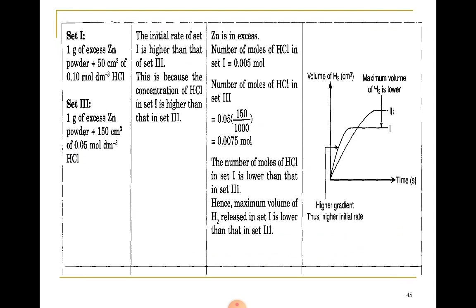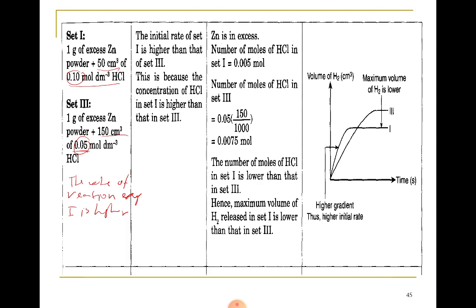Example 2. Kali ini kita guna 15 cm3 dengan 0.1 mol. Okay, yang ni pula 115 with 0.05. Okay, so kita dapat tahulah. Kita tengok 0.05 dengan 0.1. So the rate of reaction experiment 1 is higher than experiment 3 lah.